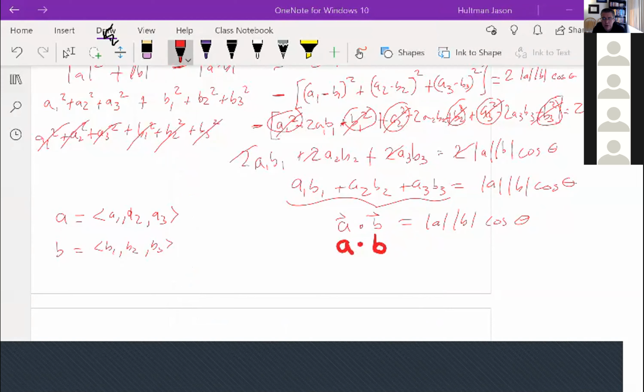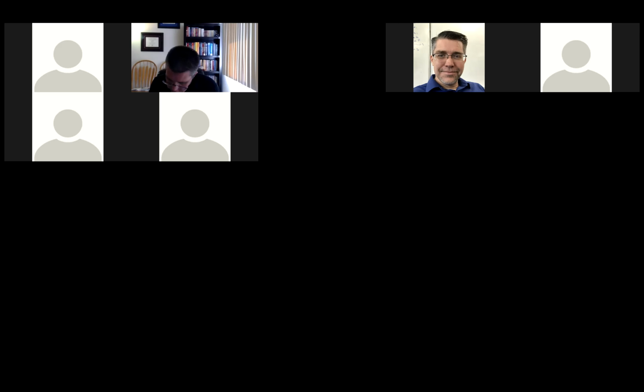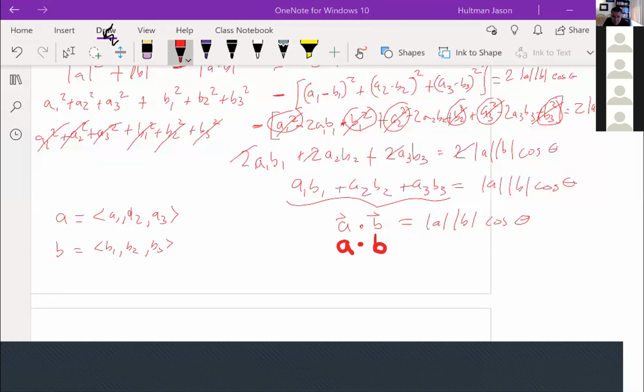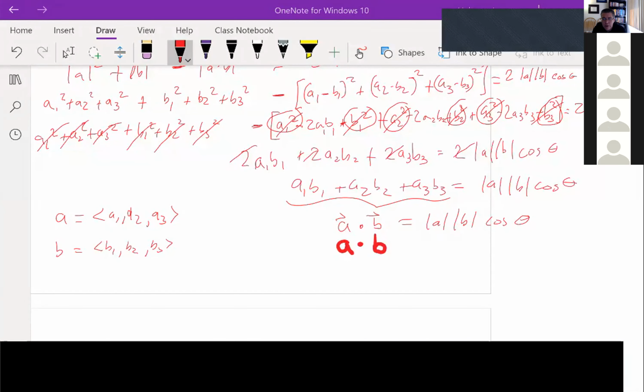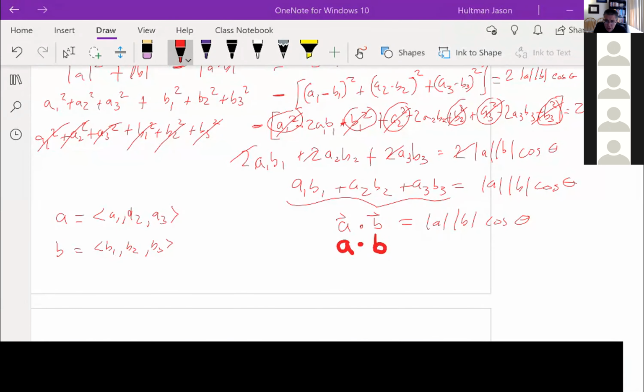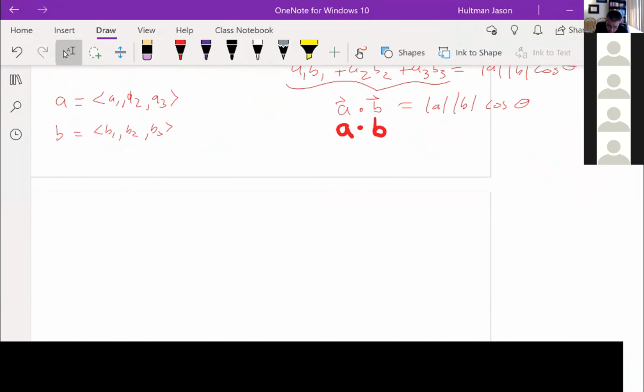My screen just went blurred for some reason. Let me stop the sharing and we'll go back to share it again. Okay, hopefully that's a little clearer. Are we all good?